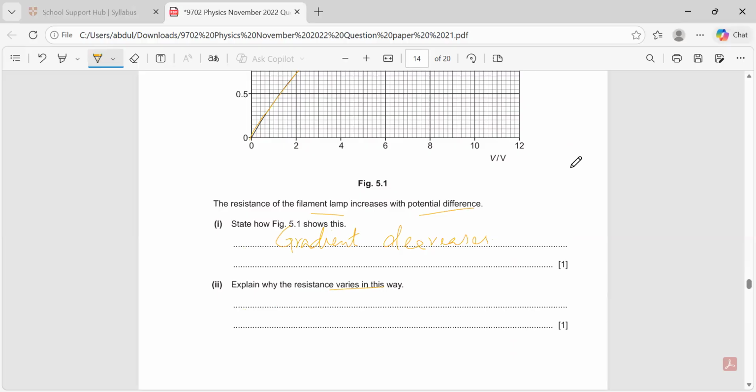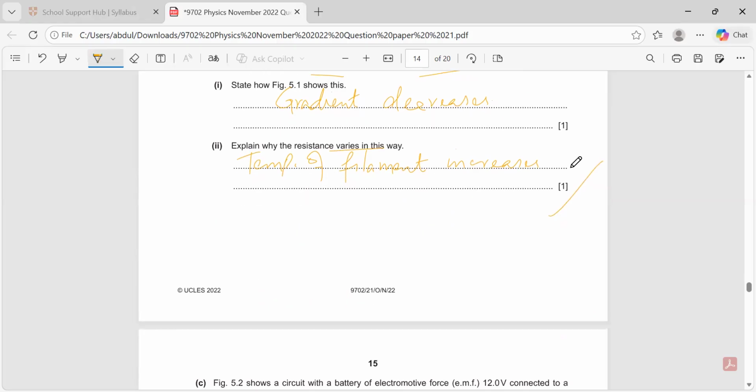Explain why the resistance rises this way. My dear friends, the temperature of the filament increases. For only 1 mark, that is enough. Temperature increases, so the average kinetic energy of the molecules and electrons increases. So they collide more frequently, so resistance increases. So just saying the temperature of the filament increases is more than enough.